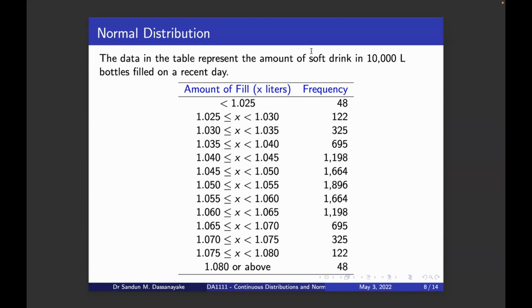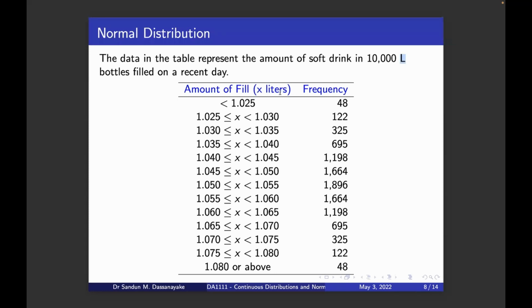Now I want you to do something. Take 10 minutes. You have this data. The data in the table represent the amount of soft drink in 1,000-liter bottles filled on a recent day. That means the sum of these things is 10,000. So 10,000 bottles, this liter, just ignore that. 10,000 bottles filled on each day.